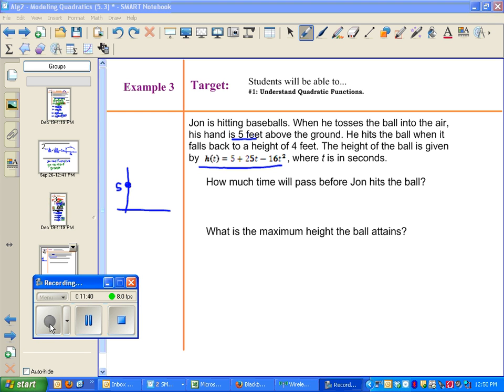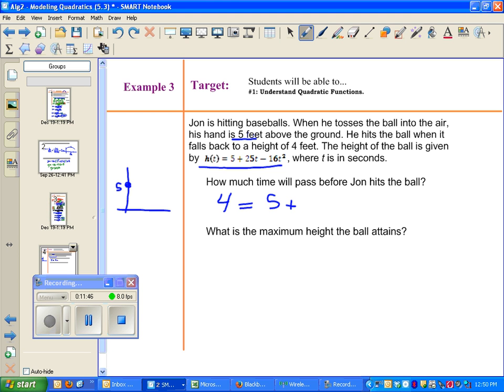So what we want to do is set h of t, which is our height, to 4, and then it's going to equal 5 plus 25t minus 16t squared. Right? And then once we solve for t, we can figure out how long it will be. So if you can do this, pause it and put it in standard form and solve. If not, just watch me. All right.